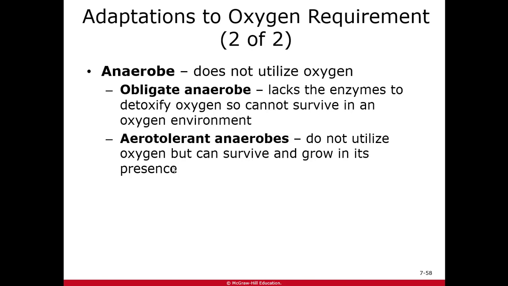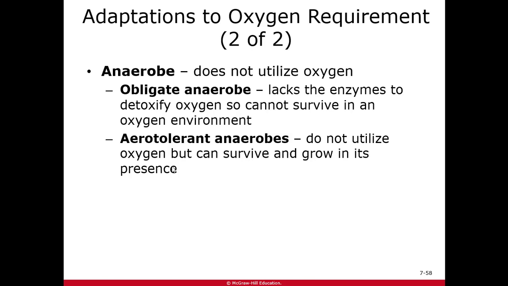And then we do have organisms called aerotolerant anaerobes. It means they don't use oxygen, but they can still survive and grow if it's around. So they're anaerobes because they don't use oxygen whatsoever, but if oxygen is present, it won't kill them. They're just tolerant of it. It doesn't kill them. They just don't use it. They're just like, whatever, it's there, I just don't need it. So they're still anaerobes, but they're just oxygen tolerant.